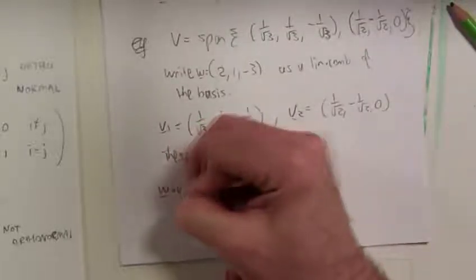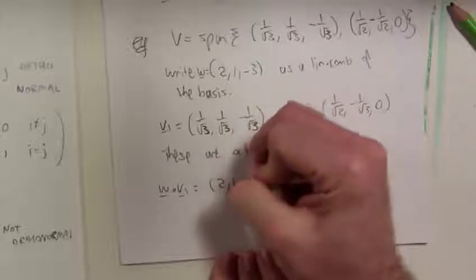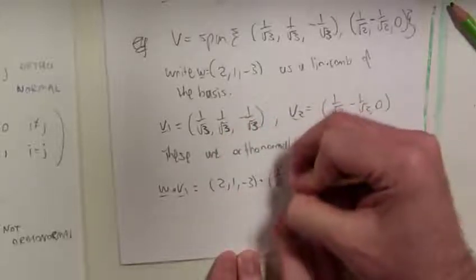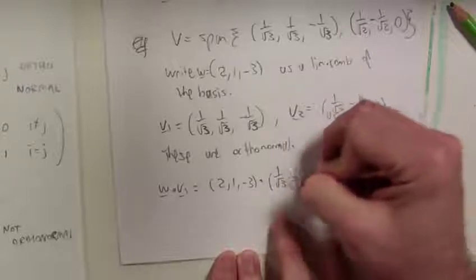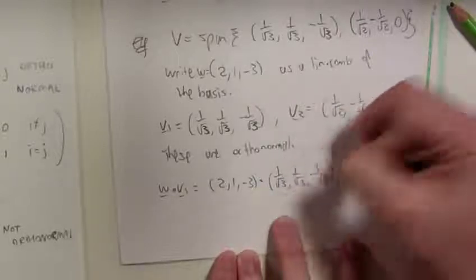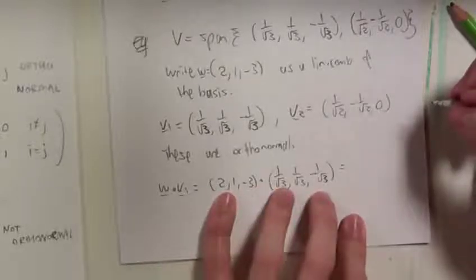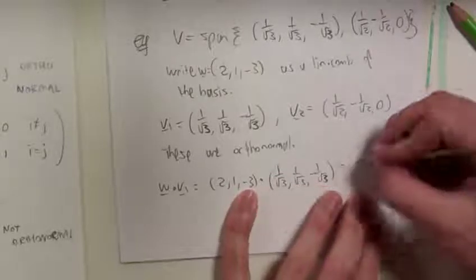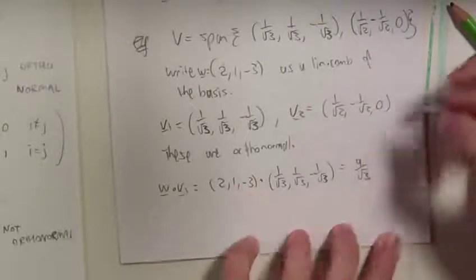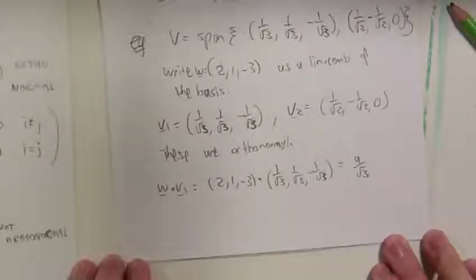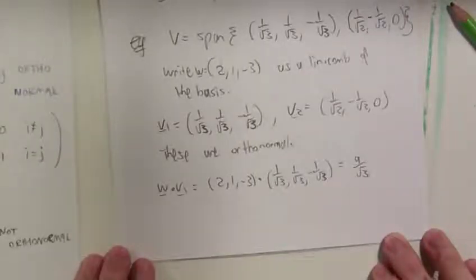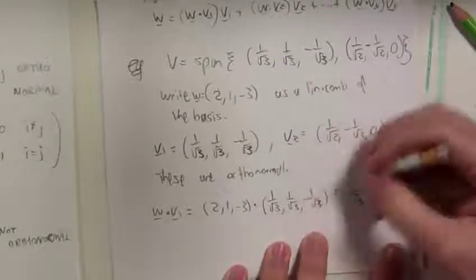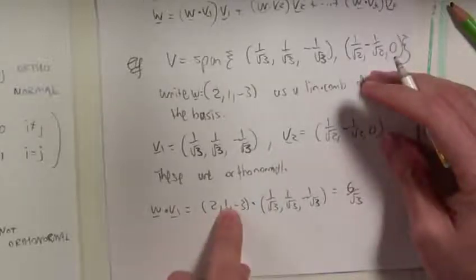W dot V1 is 2, 1, minus 3 dot 1 on root 3, 1 on root 3, minus 1 on root 3. What have we got? 2 plus 1 is 3. Plus 3 is 9. That's 9 on root 3, I'm pretty sure. No, it's 6. I was multiplying instead of adding. So 2 plus 1 minus 3 would be 6.